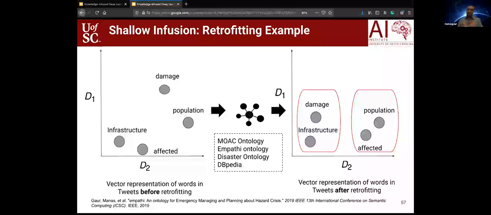So this is a retrofitting example, which says that whatever representation you take, BERT or any out-of-the-box embedding model, you use a semantic lexicon to retrofit. You move your dots along the coordinate plane to make sense out of it.